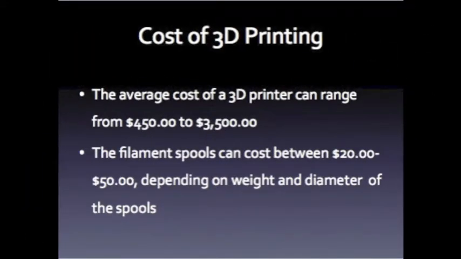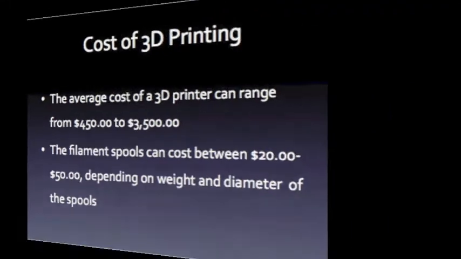Cost of 3D printing. The average cost of a 3D printer can range from $450 to $3,500. Filament spools can cost between $20 and $50, depending on weight and diameter of the spools. These costs do not include maintenance of the 3D printer.